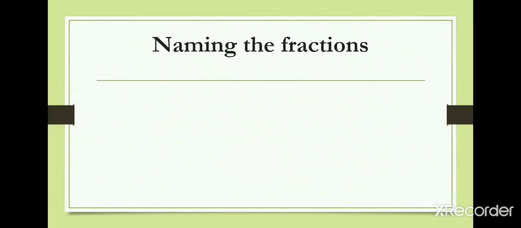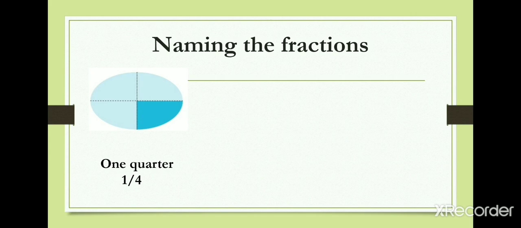Naming the fraction. Let us now learn how to name the given fractions. A circle is divided into four parts and one part is shaded. So, we write the shaded part in the numerator and the whole part in the denominator. So, 1/4.